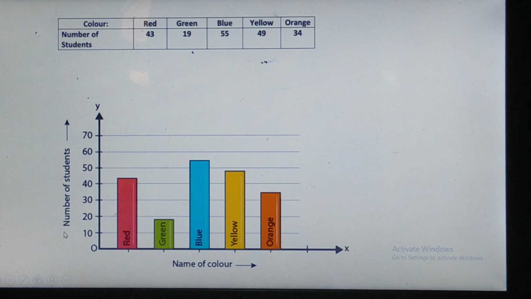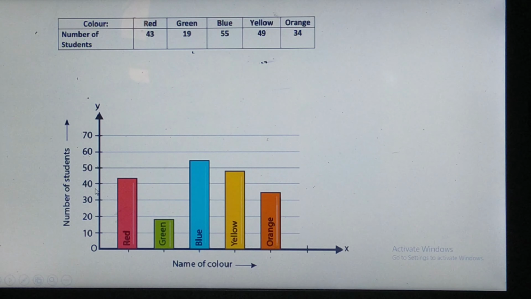So here I have taken the number of students in the interval 0, 10, 20, 30, and so on. For the first color, red, the number of students is 43. So where will 43 be on the y-axis? We have 40 here, and my number is 43, so you can imagine where 43 will be. If you are drawing on graph paper, you will get your graph very nicely without any guessing.